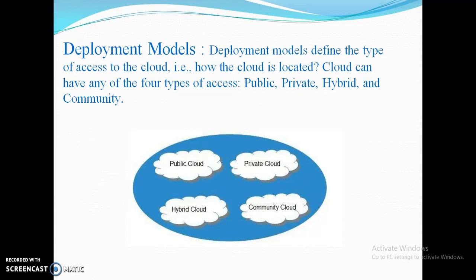Deployment models define the type of access to the cloud, that is how the cloud is located. Cloud can have any of four types of access: public, private, hybrid and community. See here, the diagram shows the four different deployment models: public cloud, private cloud, hybrid cloud and community cloud.